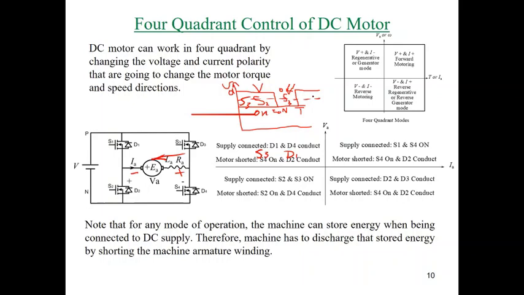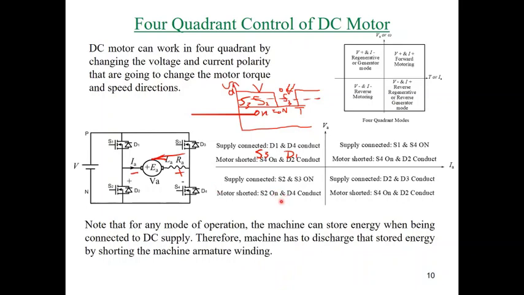Okay, so it's not only a matter of applying the polarity of voltage and current and leaving the amount of voltage. We have to control. So in order to control, we have to apply this mode, which is here in this part. For reverse motor, we have to turn off S3.